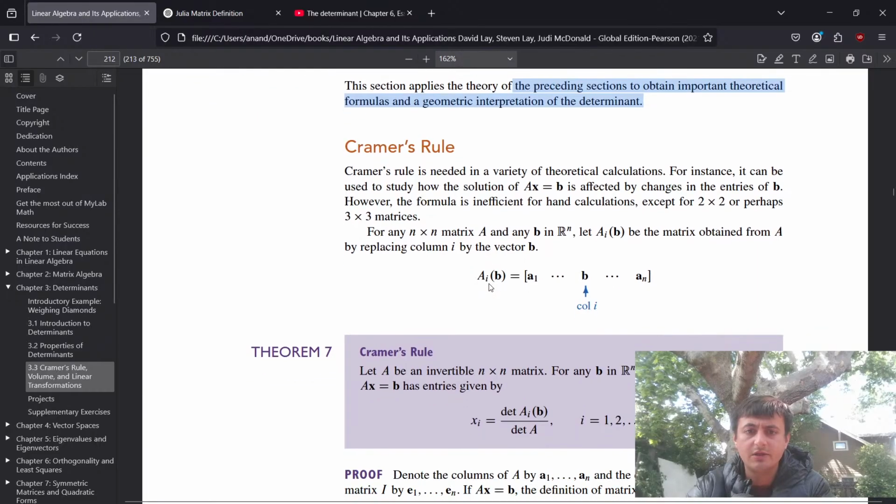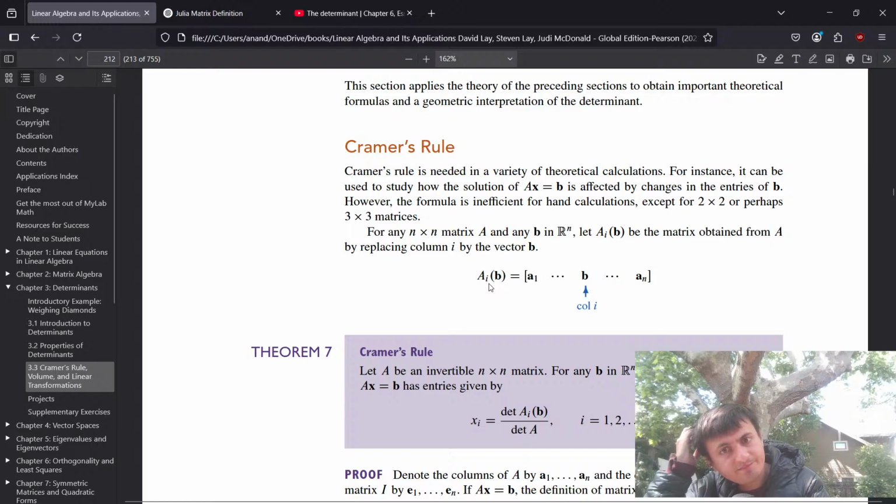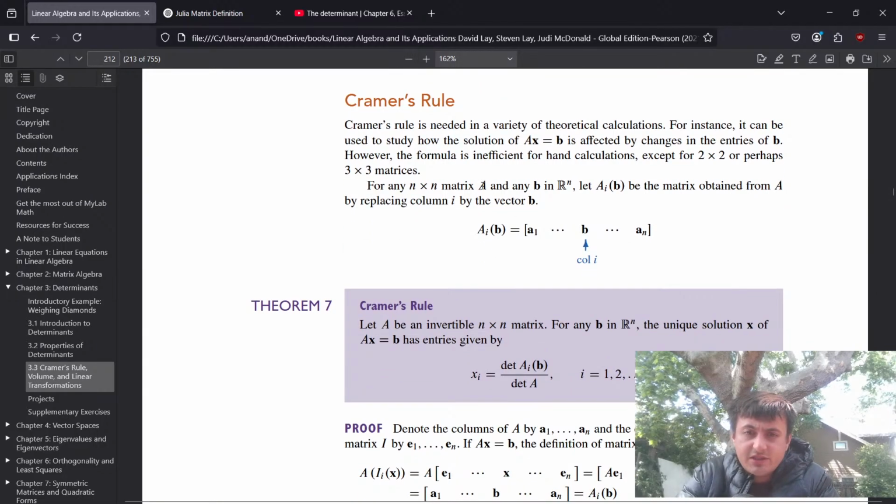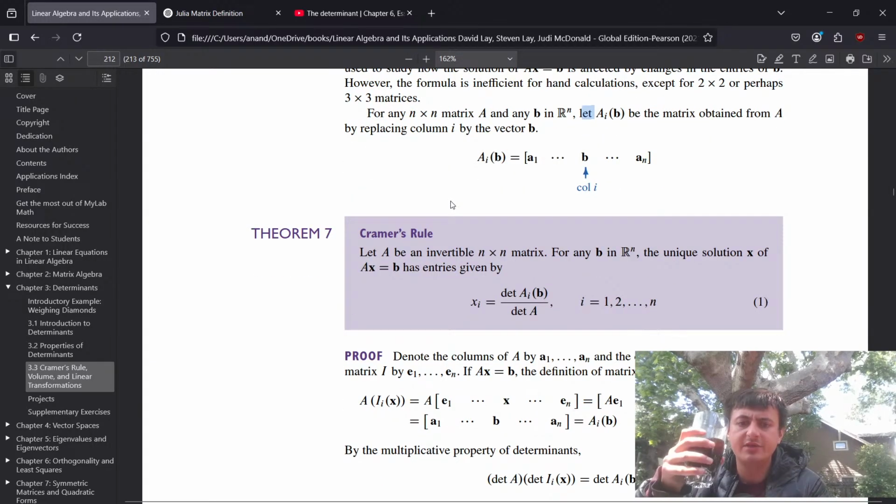All right. Cramer's rule is needed in a variety of theoretical calculations. For instance, it can be used to study how the solution of linear equations is affected by changes in the entries of B. However, the formula is inefficient for hand calculations except for 2 by 2 or 3 by 3. For any n by n matrix A, replacing column i with a vector b. Okay, fine. Cramer's rule, let A be an invertible n by n.